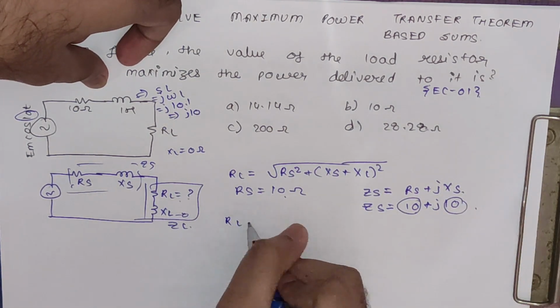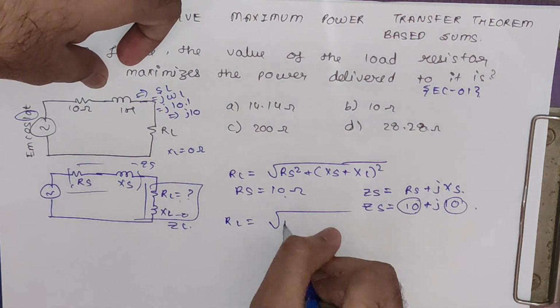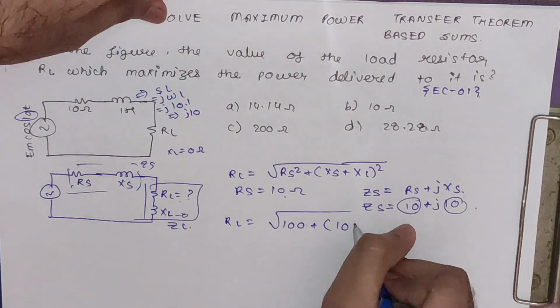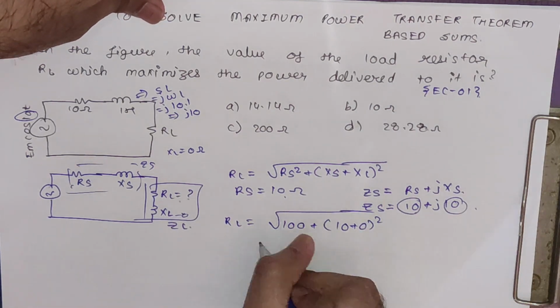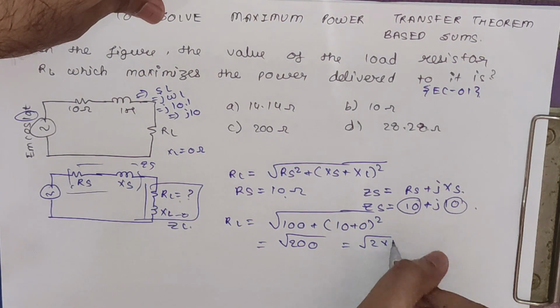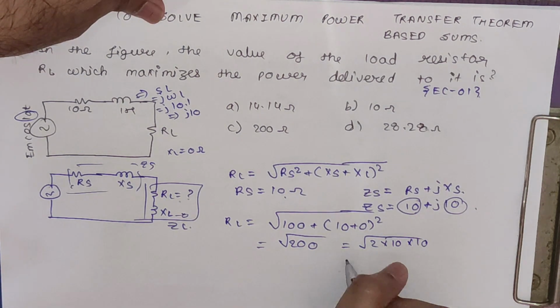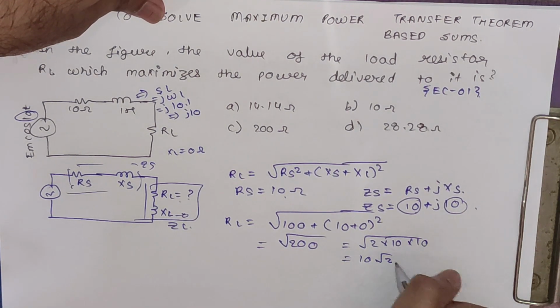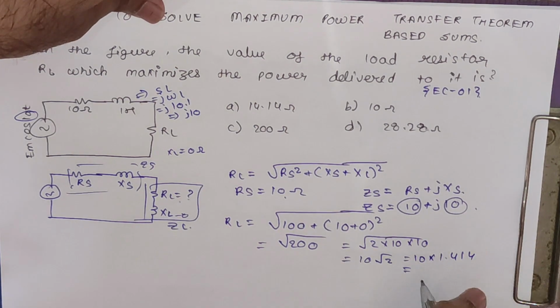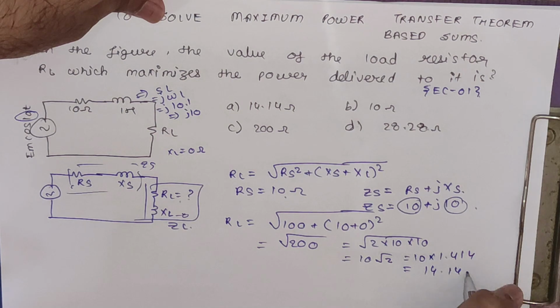Here we have RS as 10 ohm, XS as 10 ohm. So our RL will be simply the square root of RS square, which is 100, plus XS, which is 10, plus XL, which is 0 ohm, the whole square. Here we will get the square root of 200. It is nothing but 2 into 10 into 10, right? So we can write it as 10 root 2. It is nothing but 10 multiplied by 1.414. So here we can write it as 14.14 ohm.